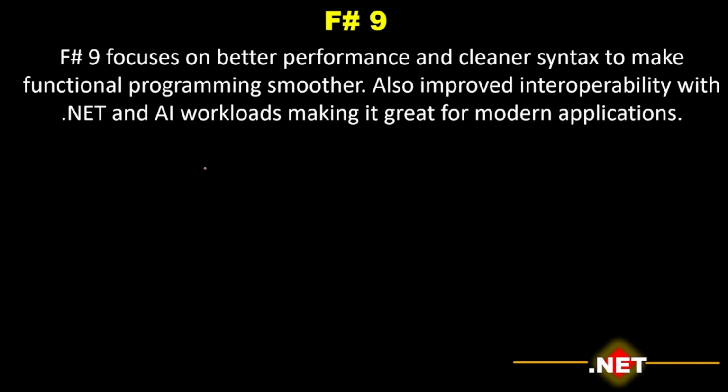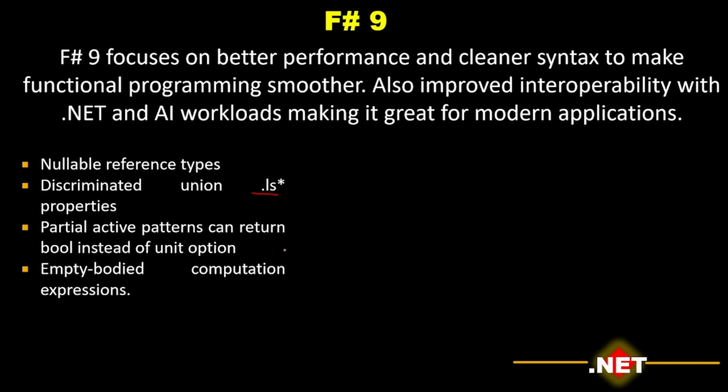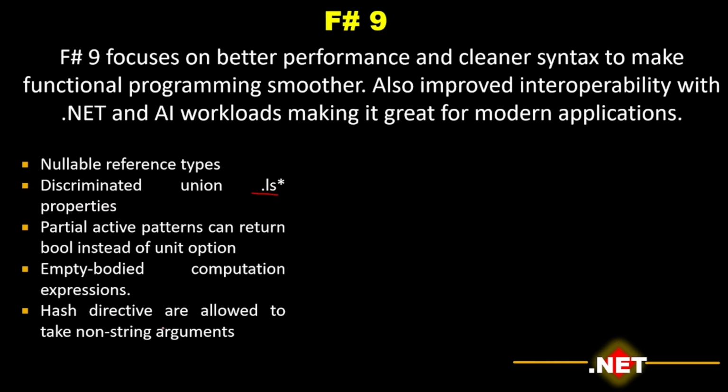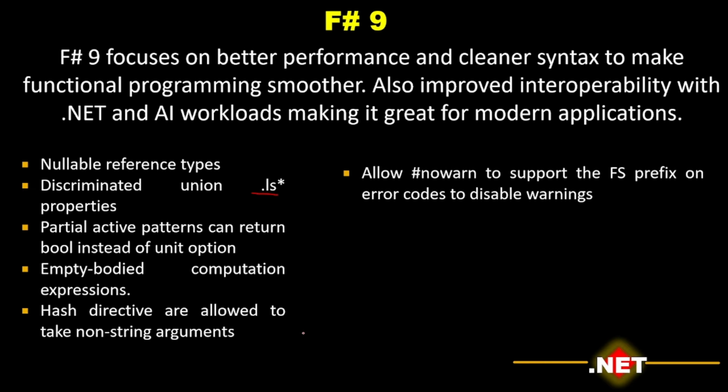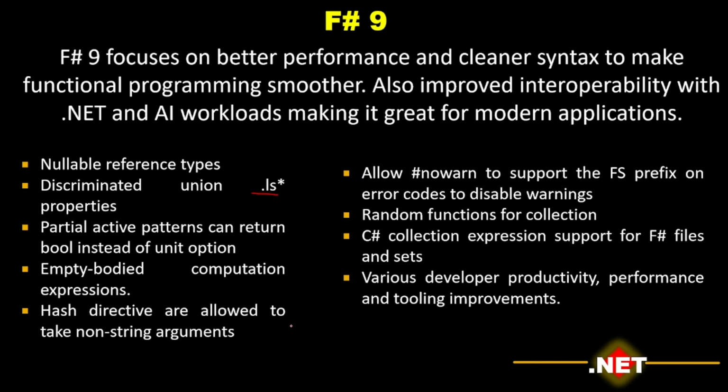F# 9 new features. This focuses on performance and cleaner syntax to make functional programming smoother. It also has improved interoperability with .NET and AI workloads. Nullable reference types, discriminated union .Is* properties, partial active patterns, empty-bodied computation expressions. Hash directives are allowed to take non-string arguments. Allow #nowarn to support the FS prefix on error codes and disabling warnings. Random functions for collections. C# collection expression support for F# lists and sets. Various developer productivity, performance, and tooling improvements have come with F# 9.